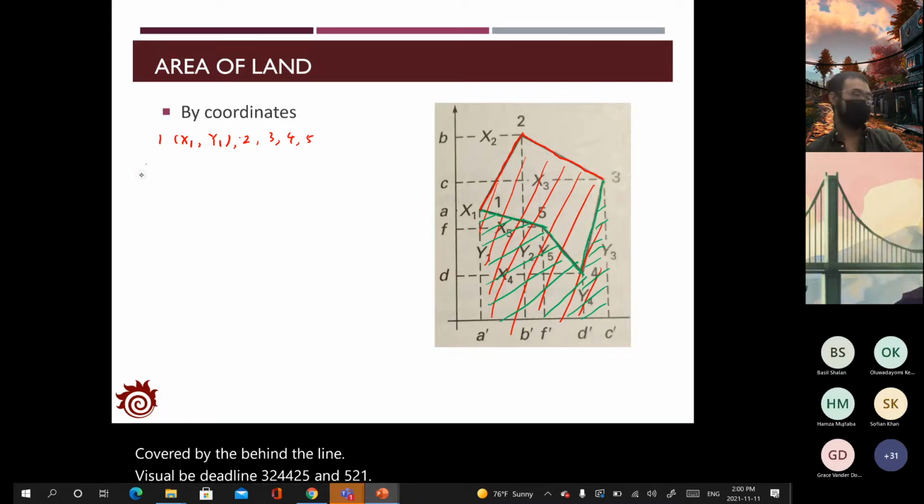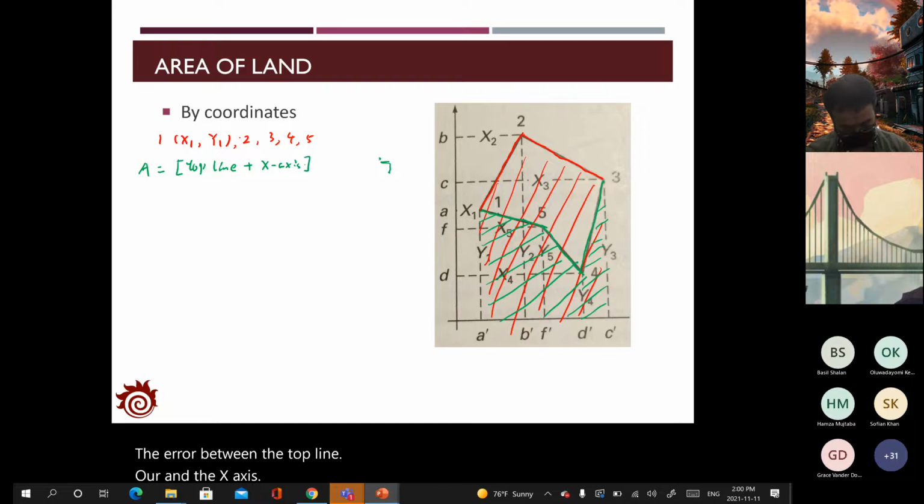So the area of this polygon would be the area between the top line and the x-axis, minus the area covered by the bottom line and the area between the bottom line and the x-axis.